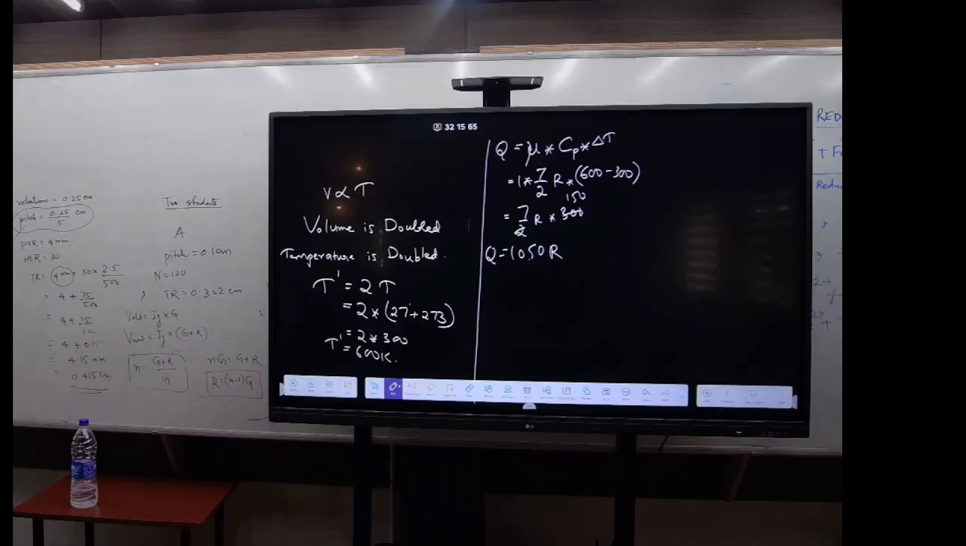Finished? Good. A certain amount of heat energy is supplied to a monatomic ideal gas which expands at constant pressure. What fraction of the heat energy is converted into work? Option 1, 2 by 5. Option 2, 5 by 7. Option 3, 1. Option 4, 2 by 2.